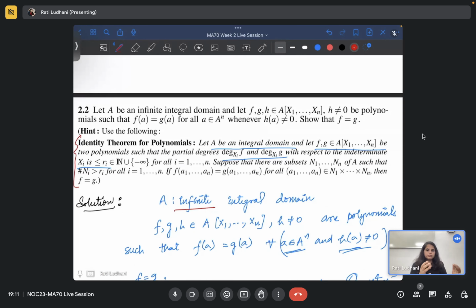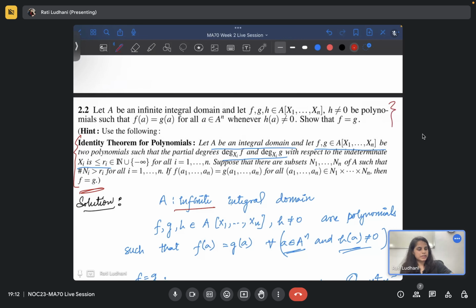So you just need to pick Ni to be bigger than the degree of each xi appearing in f and g. So this is the identity theorem, and you have to use it. Now these Nis could be anything. In this theorem, if you can produce such Nis, then you can prove that f is equal to g.